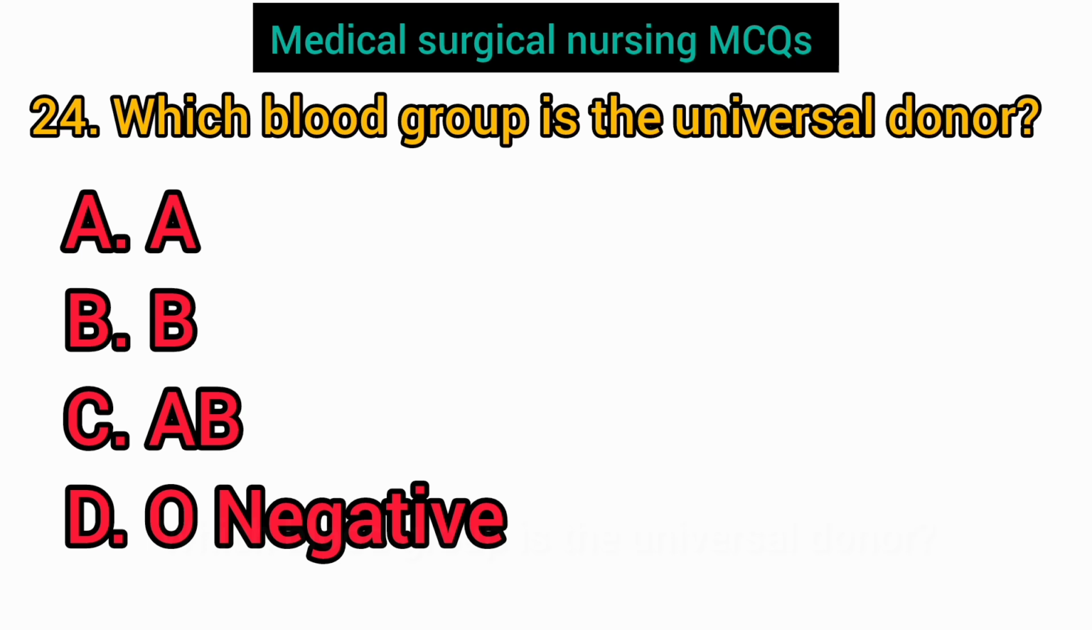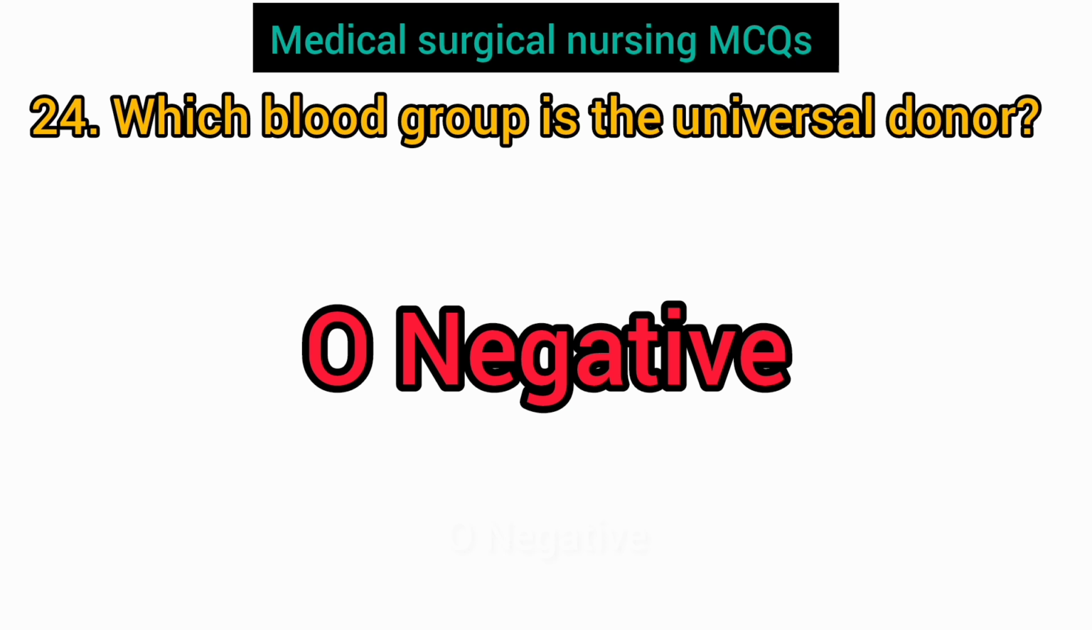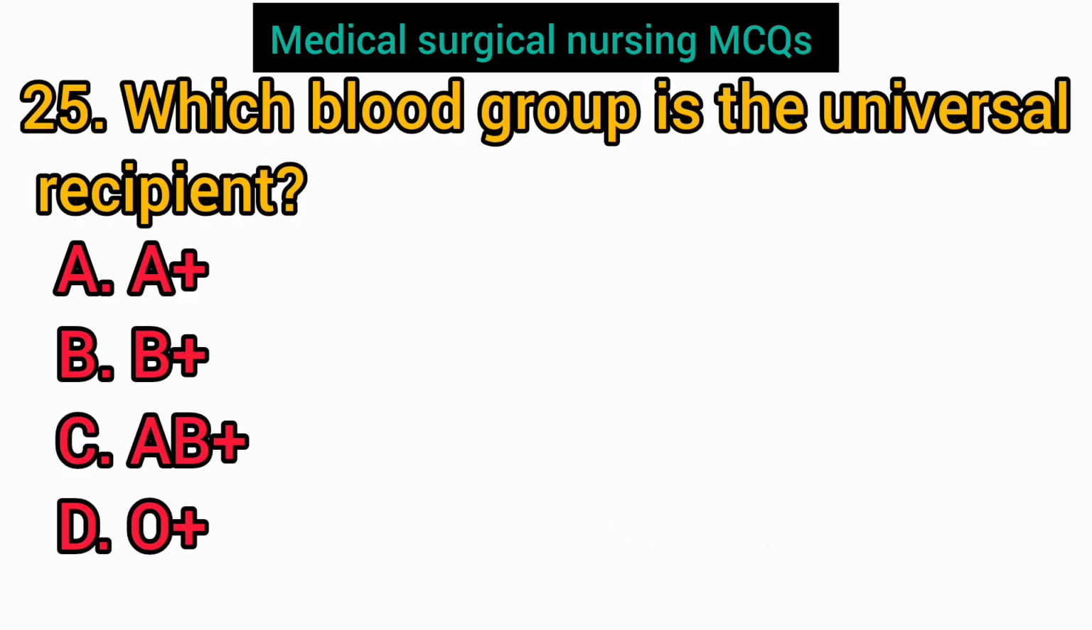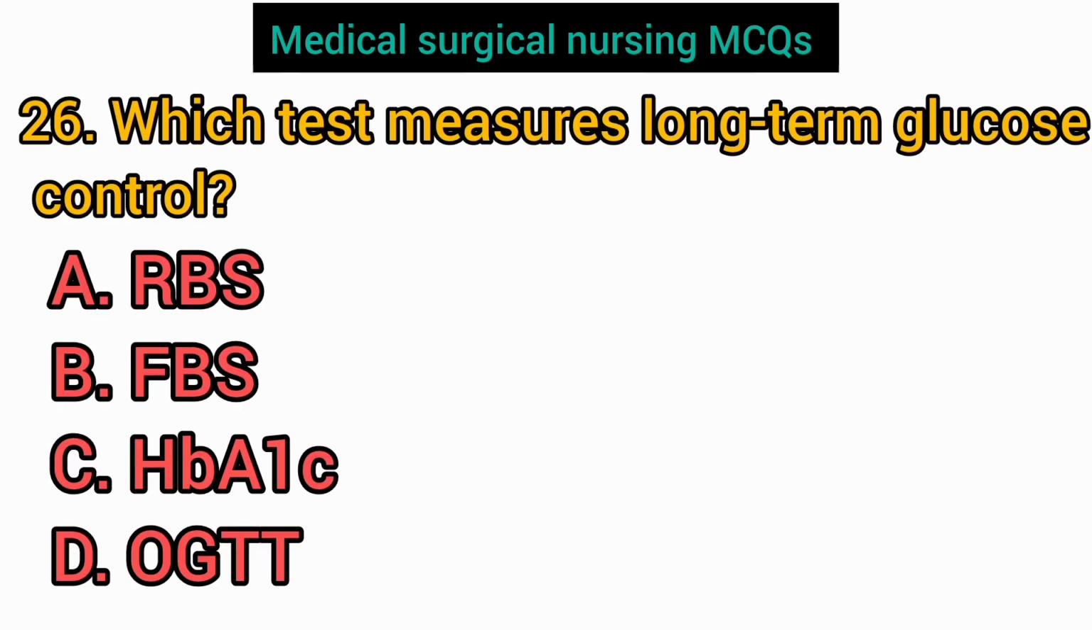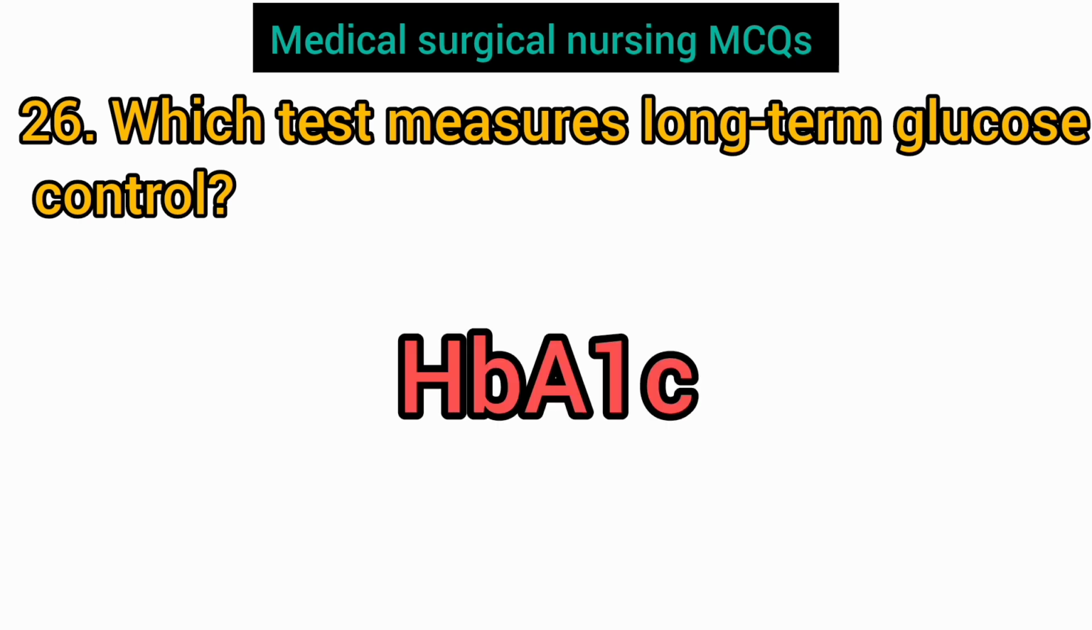Which blood group is the universal donor? O negative. Which blood group is the universal recipient? AB positive. Which test measures long-term glucose control? HbA1c.